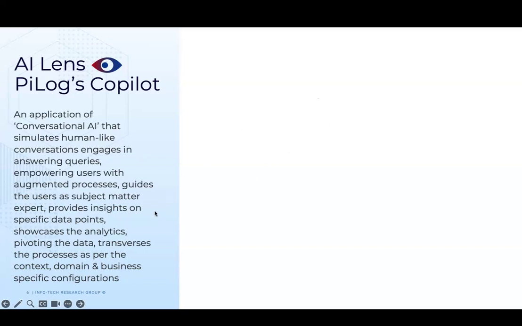I will do that. So it guides or empowers users like a subject matter expert, and then provides insights on different data points. And I have the use cases that I will elaborate on. Be it pivoting the data, we are covering more than 100 use cases, out of which 20 use cases have already been put into production. How we did it, I will explain that as well.